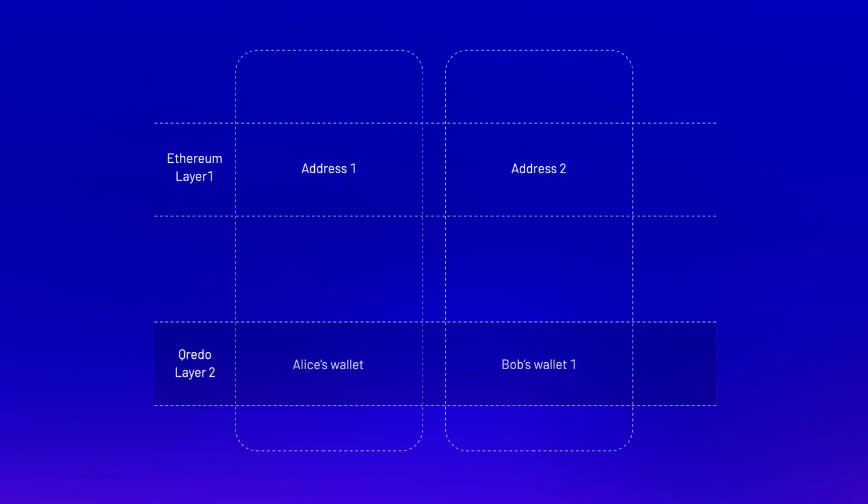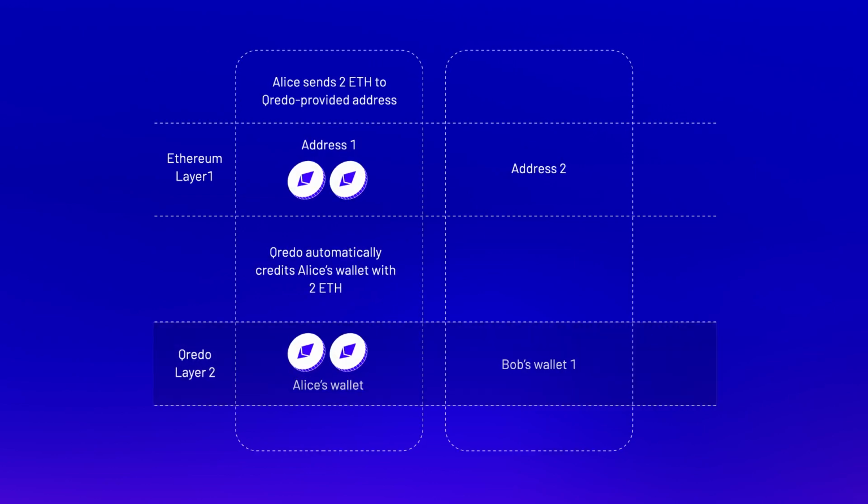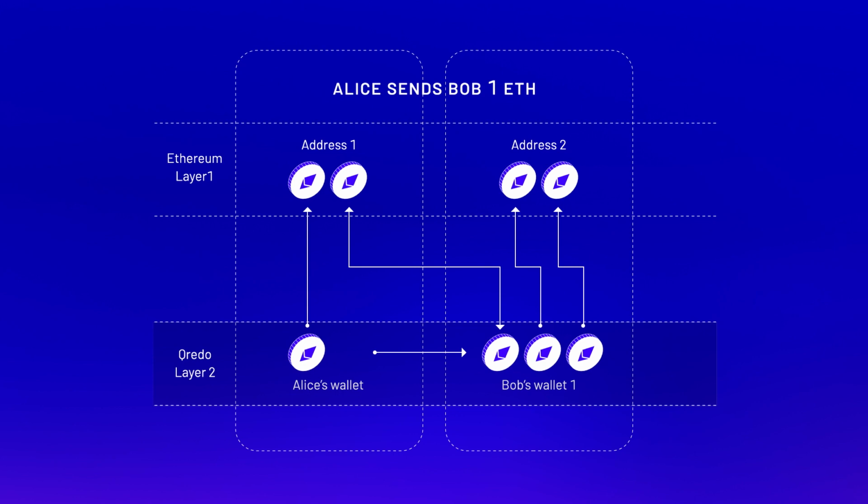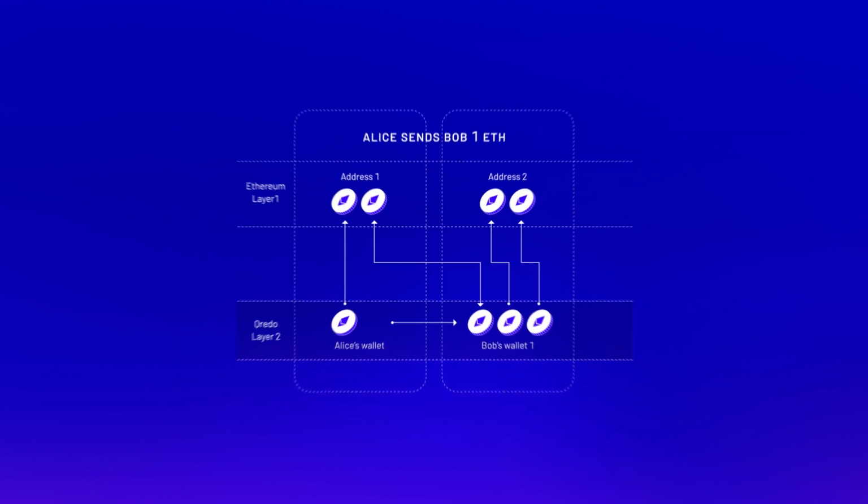Qredo Vaults provide transparency and proof of solvency, ensuring that the assets you hold in Qredo's Layer 2 vaults are always mapped to the underlying Layer 1 chains through the Qredo protocol's asset mapping process.